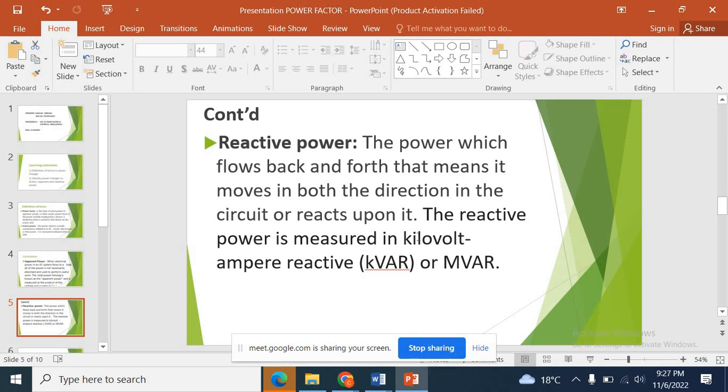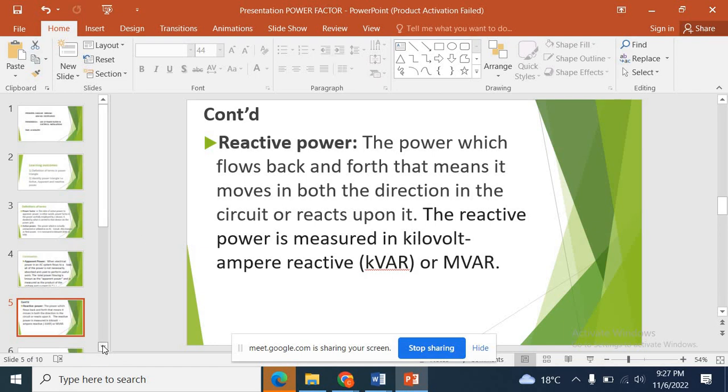Humphrey? Yes, I can try, teacher. Reactive power, I think it is the power which flows back and forth. That means it moves in both directions in the circuit or reacts upon it. Correct, that's very correct. Reactive power is the power which flows back and forth, meaning it moves in both directions in the circuit. It is measured in kilovolt ampere reactive or megavolt ampere reactive.